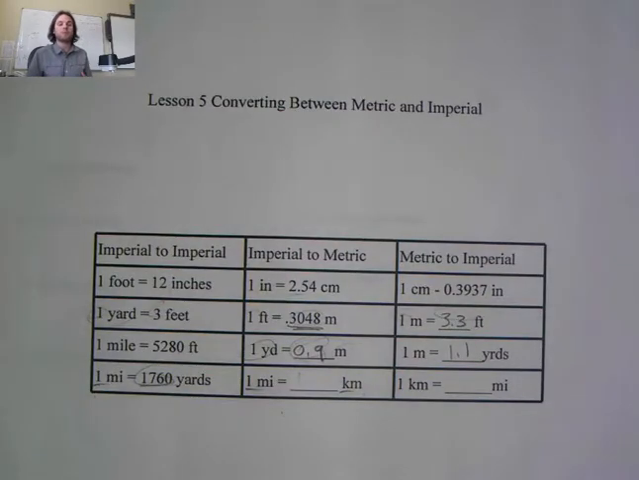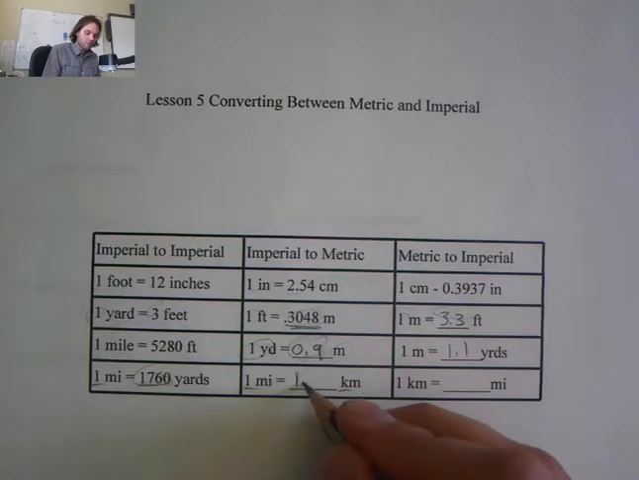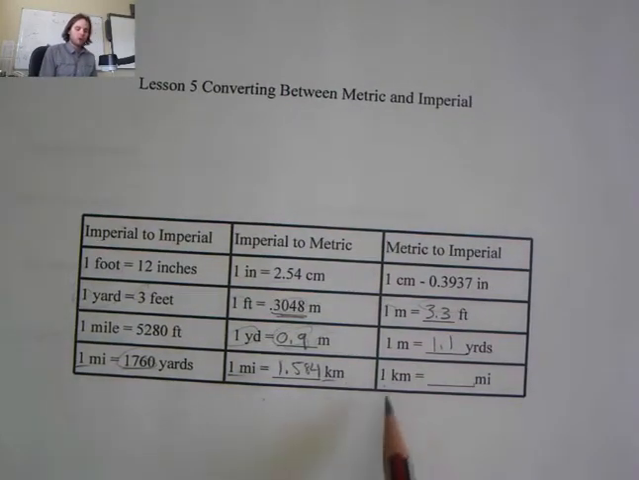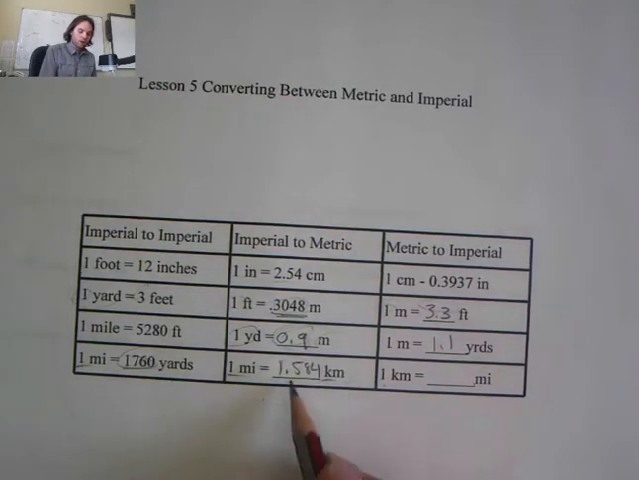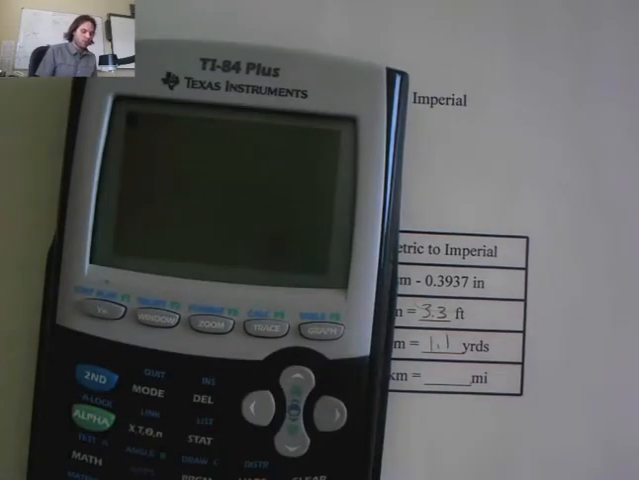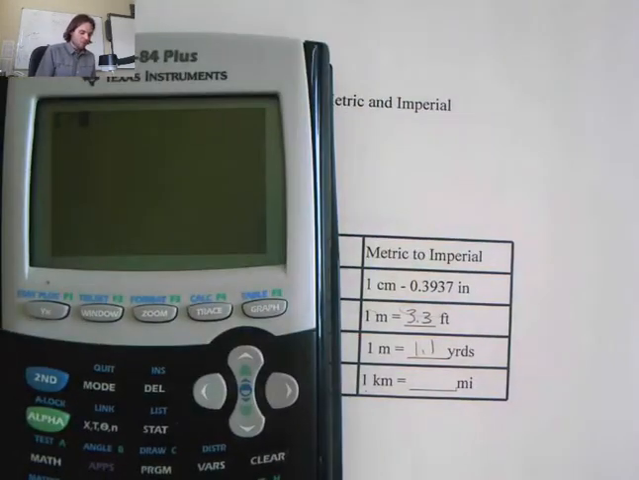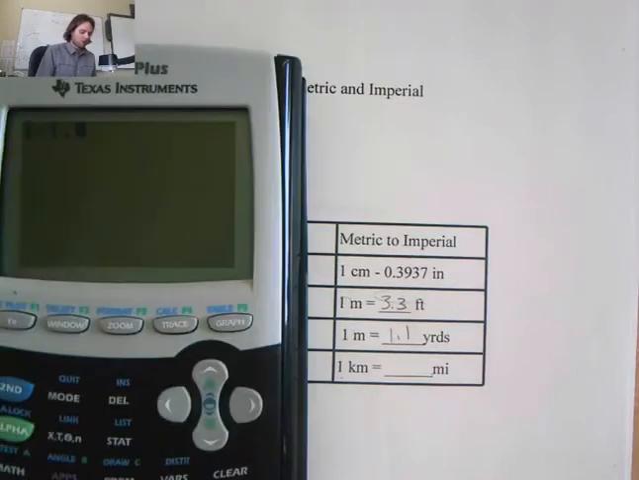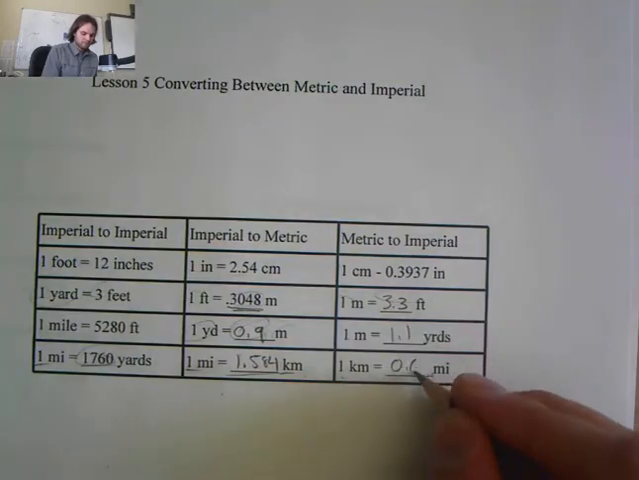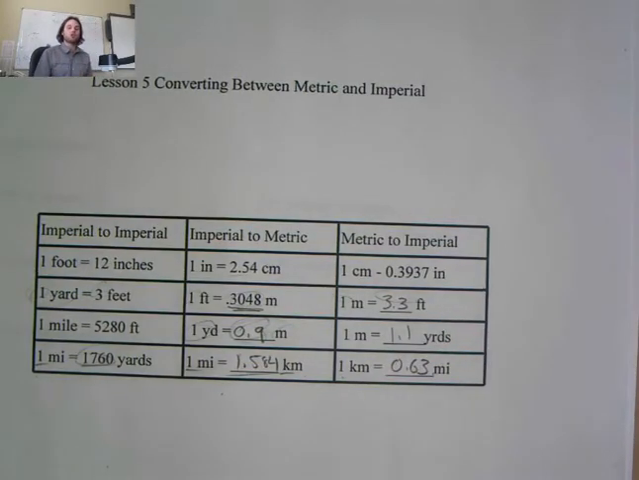There's 1,000 meters in a kilometer, so that's going to give me 1.584. So now I want to go from kilometers to miles the other way. So I'm going to have to go 1 divided by this number here. So let's try that out. I'm going to go 1 divided by 1.584. And I'm going to end up getting 0.63. So then we did our general conversions.